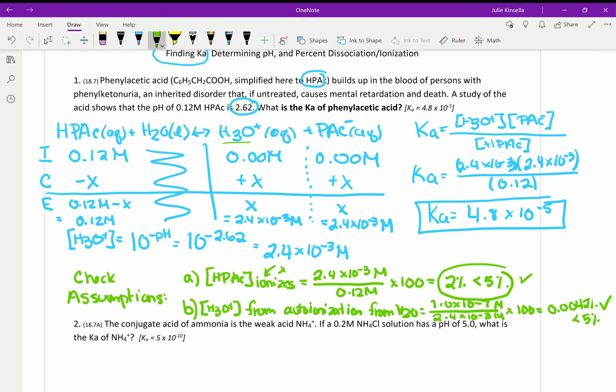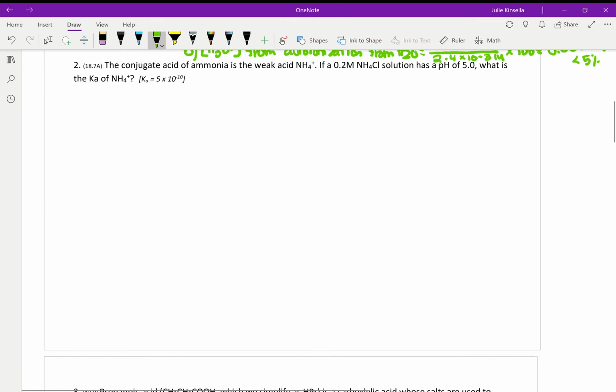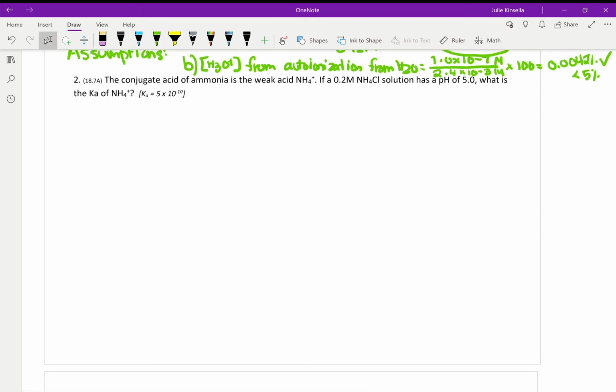All right, I am going to run through one more example of this just to make sure you're okay. If you are good with this, you can try it out on your own and check it. Do whatever you need to do so that you feel confident as you move on eventually to your own practice. So in this one, we're dealing with our ammonium ion, which is going to act as an acid. It tells us that if a 0.2 molar ammonium chloride solution, and again we're focusing on just that NH4 here, has a pH of 5, what is the Ka of ammonium?